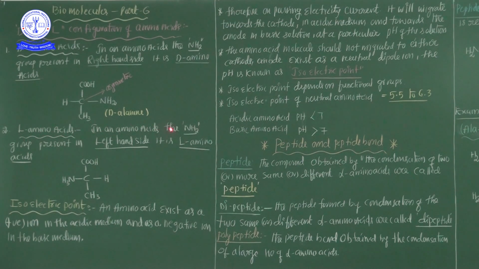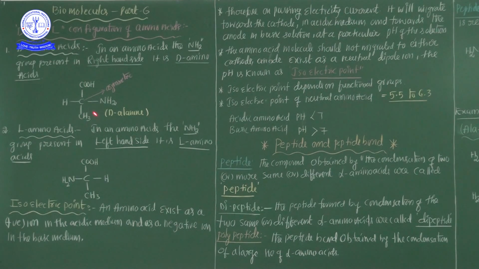Now the levo amino acid, the L amino acid. In an amino acid, if the NH2 group is present on the left hand side, that is called a levo amino acid. Now see here, the levo amino acid. Levo amino acid means the NH2 group is on the left hand side. It's clear? So this compound is L-alanine, because the NH2 group is on the left side.